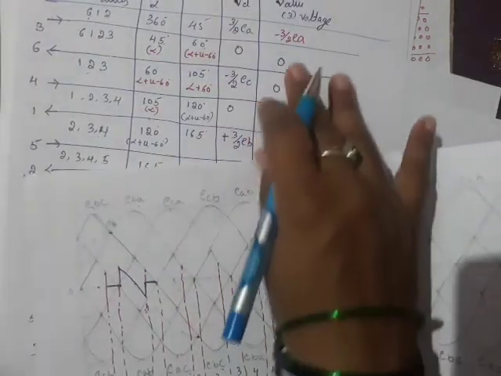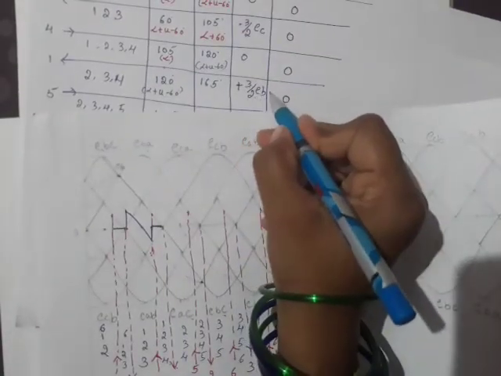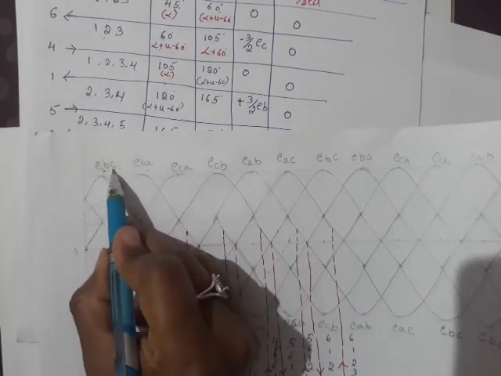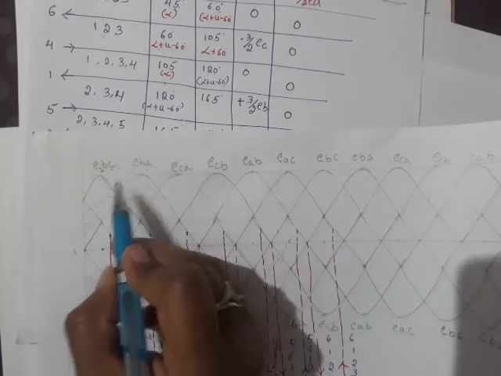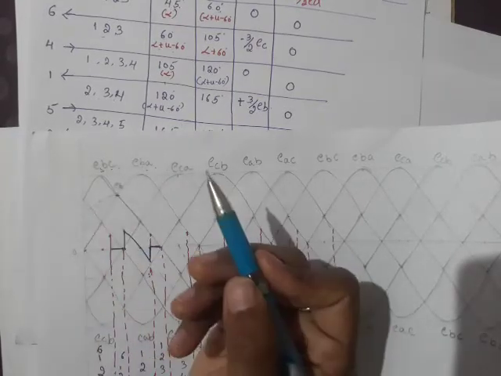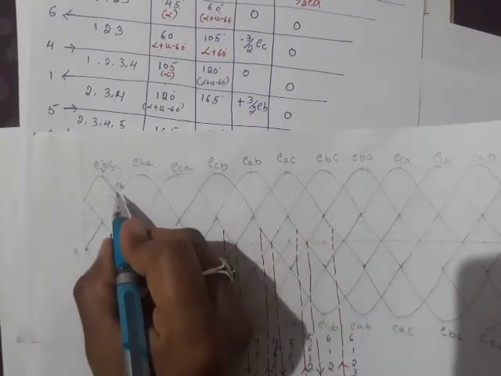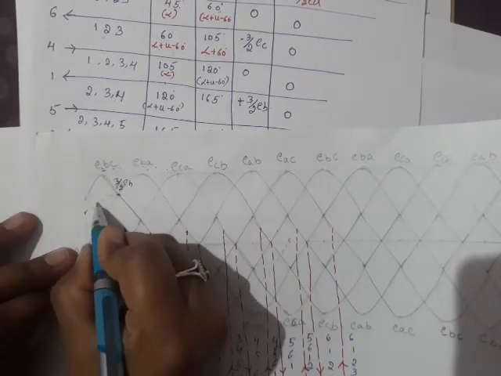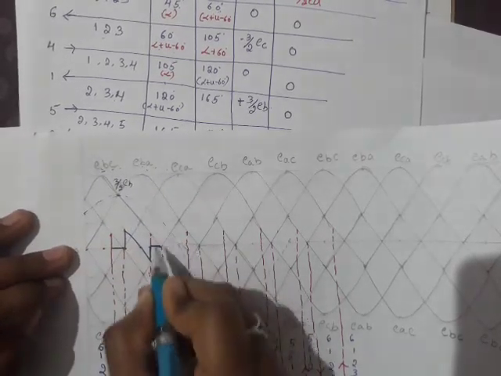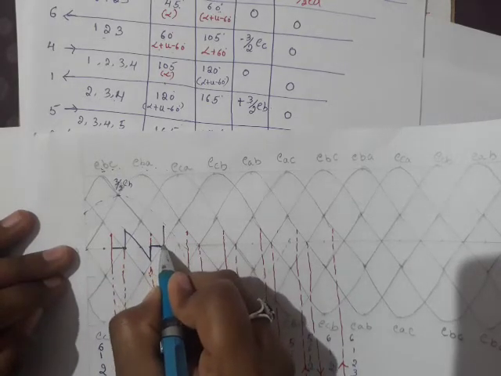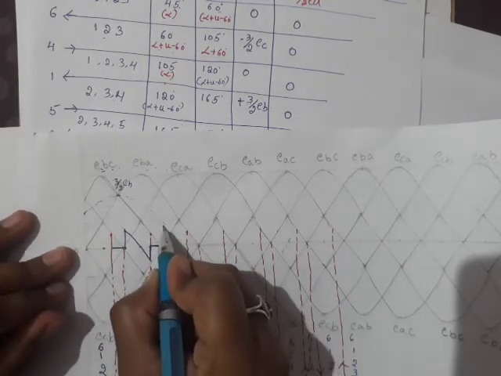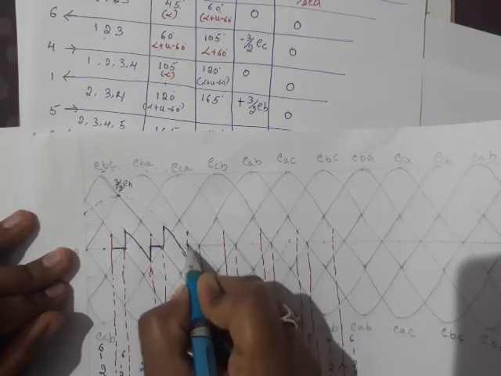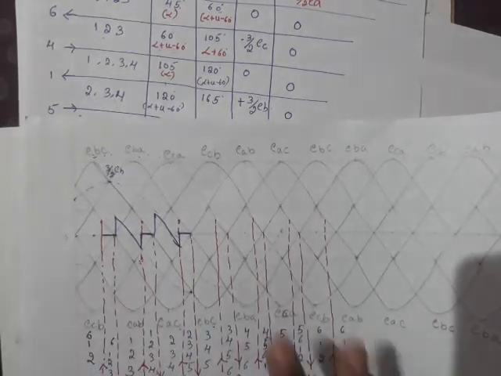Okay. Then we have plus 3 by 2 times EB. Here EB minus EC, EB minus EA. So between these two line voltages, I have to get plus 3 by 2 times EB. So I'll just assume this is 3 by 2 times EB. This is the voltage and it has to follow that. So it will jump like this and follow the pattern. Then again it will jump back to 0 and follow 0 later.